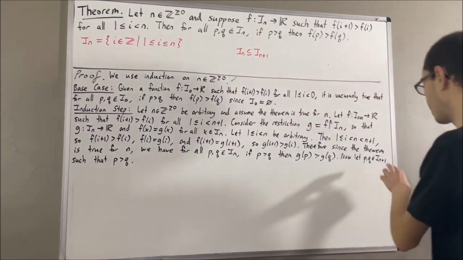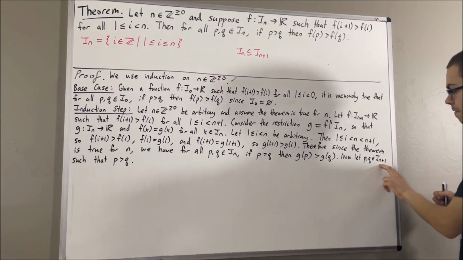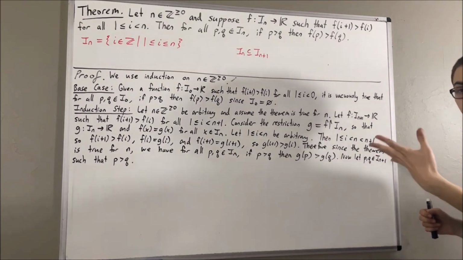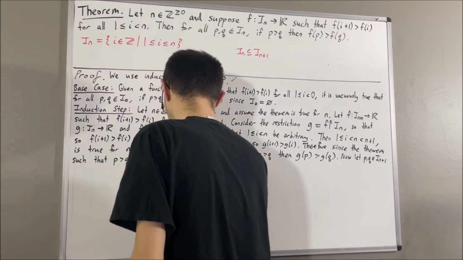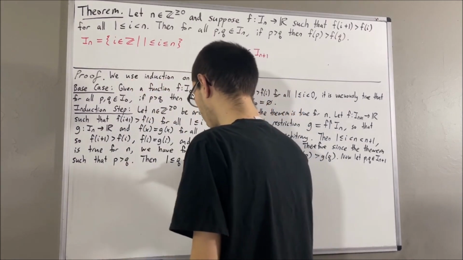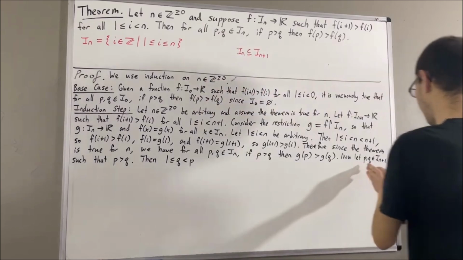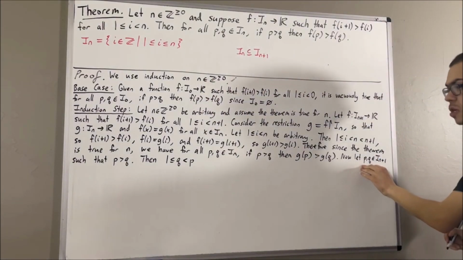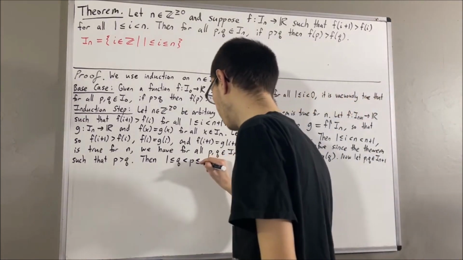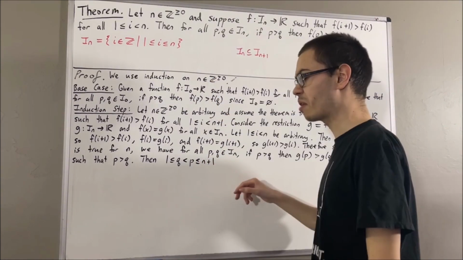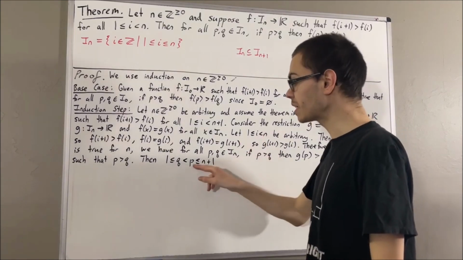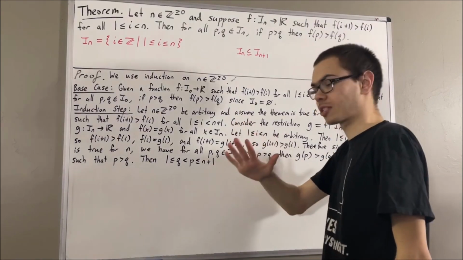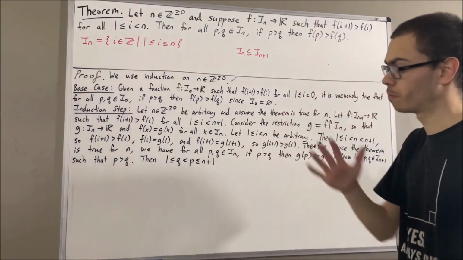Now, since q is an element of I_{n+1}, we have that 1 ≤ q ≤ n+1. So in particular, 1 ≤ q. And we know that q is less than p. And since p is an element of I_{n+1}, we have 1 ≤ p ≤ n+1. So in particular, p ≤ n+1. Now we have two possibilities. Either p is less than n+1, or p is equal to n+1. And in either case, we're going to show that f(p) is greater than f(q).